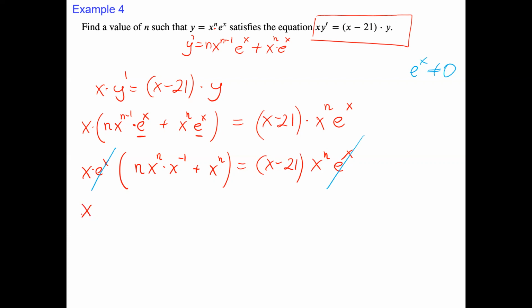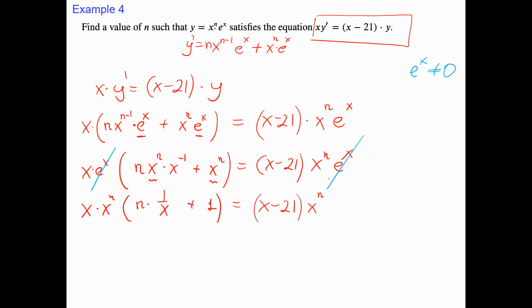Then we have x and also another common factor, x to the power of n, which I will factor out. And then we will have n x to the negative 1 plus 1 because this is outside. However, x to the negative 1, I will rewrite without the negative exponent. X to the negative 1 is 1 over x.